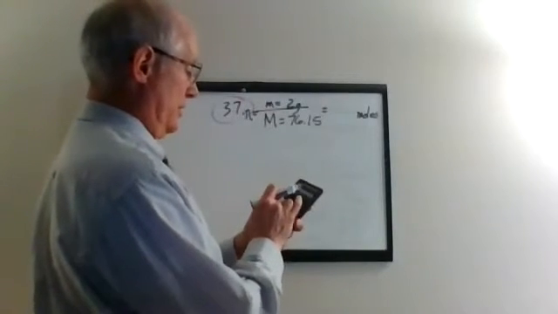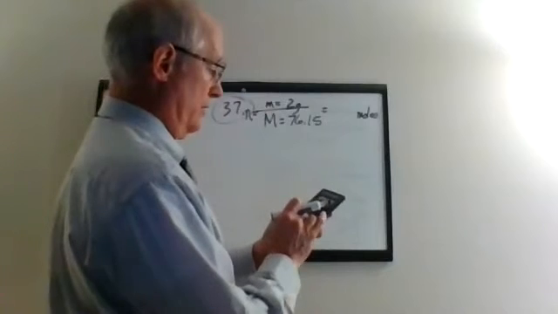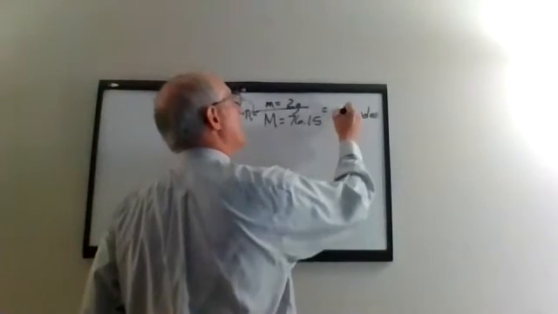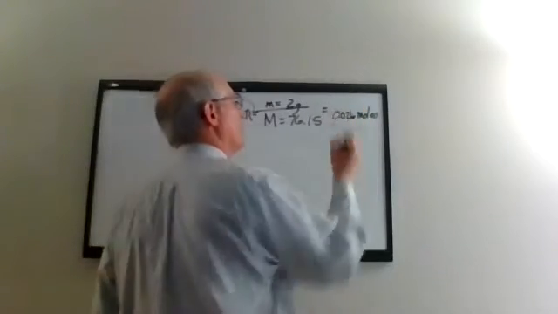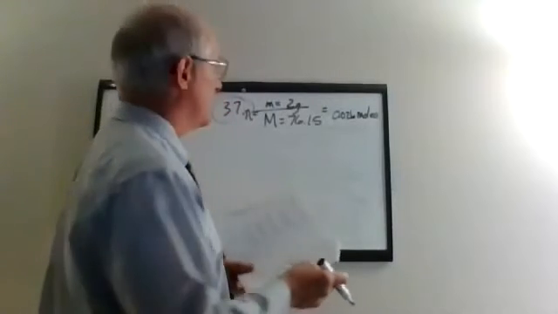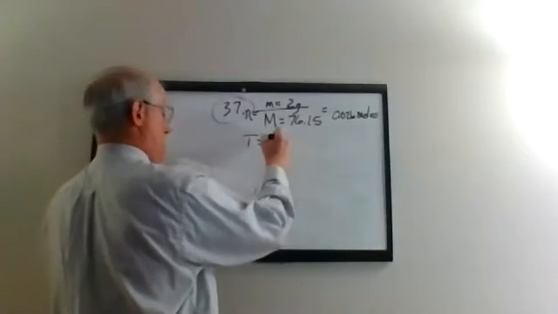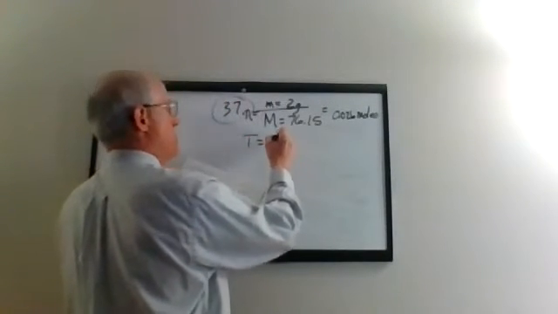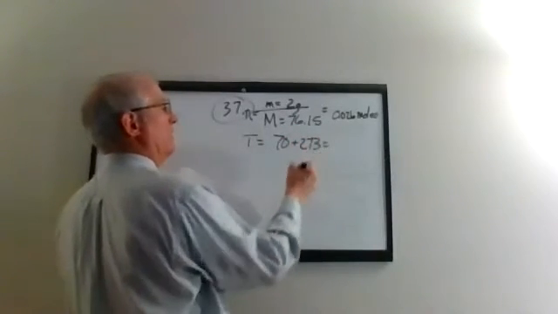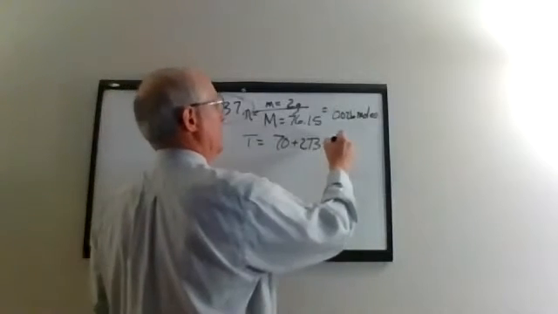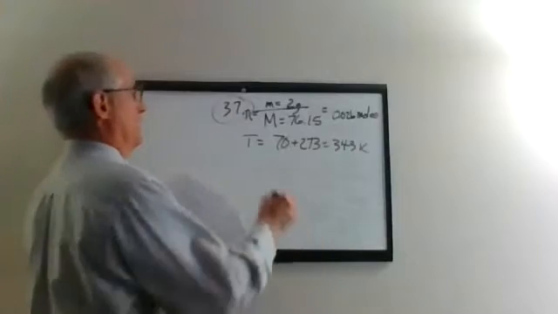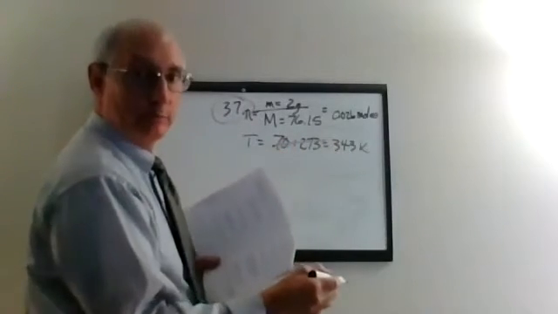2 divided by 76.15 is 0.026 moles. Okay, and then 70 degrees Celsius plus 273. What is that? 343. Okay. And we're going to cross that off so we don't mess up.